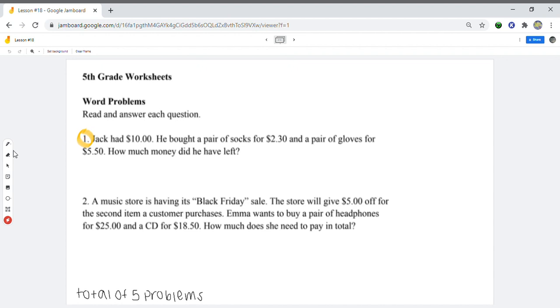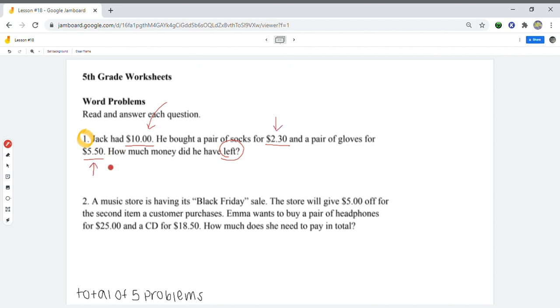So the first question, as I read the problem, I'm just going to underline the keywords that I think are important. So first it says Jack had $10. So he started with $10 and he bought a pair of socks for $2.30 and a pair of gloves for $5.50. How much money did he have left? So the question is basically asking how much money he had left after buying socks and gloves. So what's important is that the total amount he started with was $10, and these are the amounts he's used.